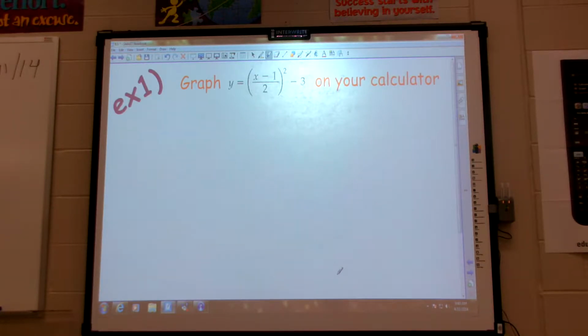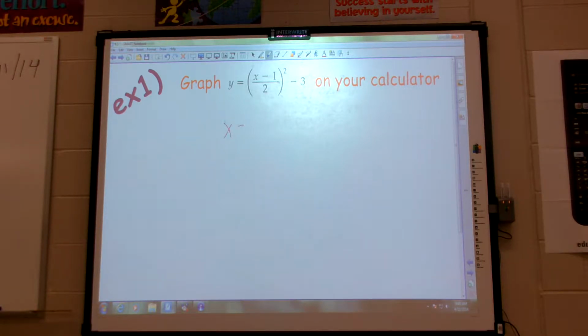Alright, so let's graph this on our calculators. We're going to graph y equals (x minus 1 over 2) quantity squared minus 3 on the calculator. Okay, can I graph this the old-fashioned way, just put it in our calculators under y equals? Yeah, absolutely. I can graph this, right? So yes, I know you can graph that by literally typing it in, correct? But I'm going to show you one in the next example that you cannot do. So we're going to get creative here. We're going to use parametric equations to graph this puppy.